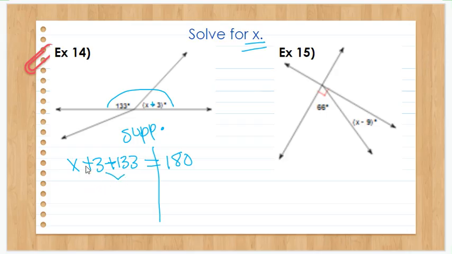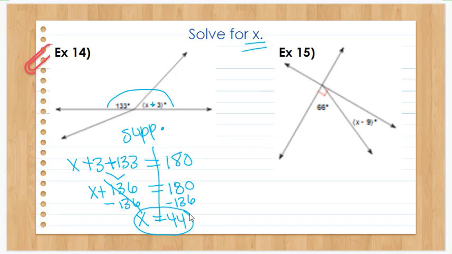So start by combining like terms. 3 plus 133 is 136. Bring down my x plus, that equals 180. The next step would be to get x alone, so subtract 136. What you do to one side, you've got to do to the other. Those cancel out, and 180 minus 136 is 44. So we got x equals 44.